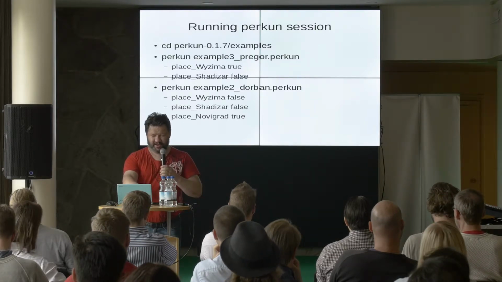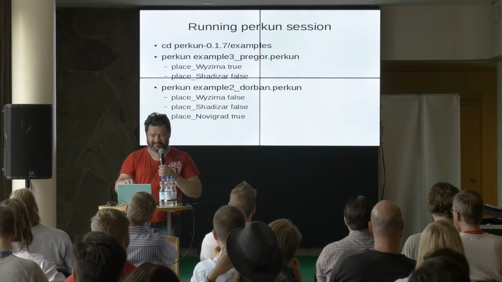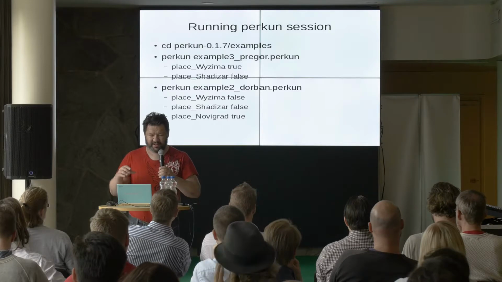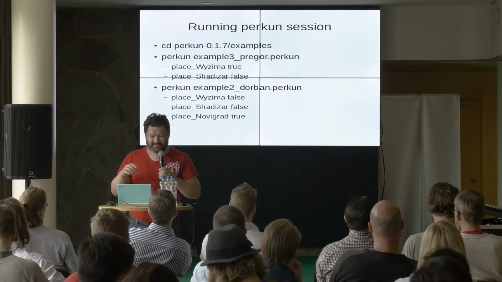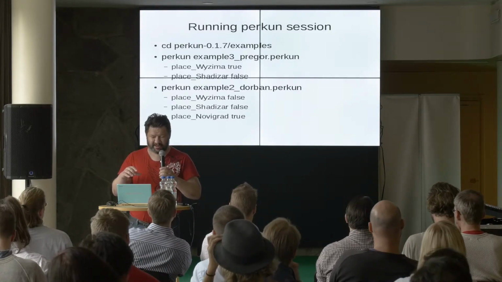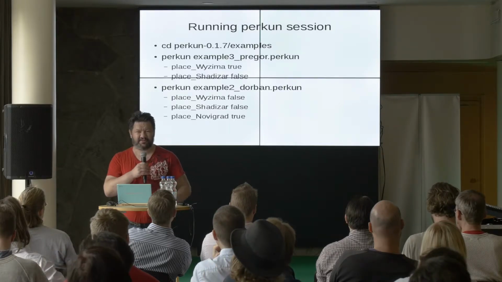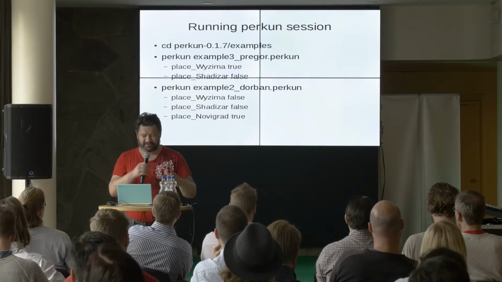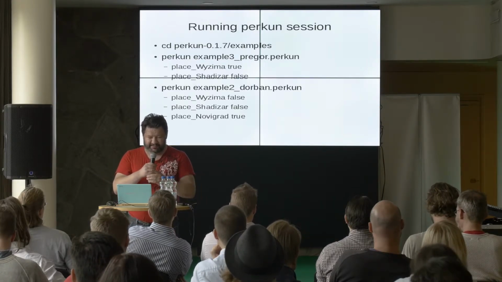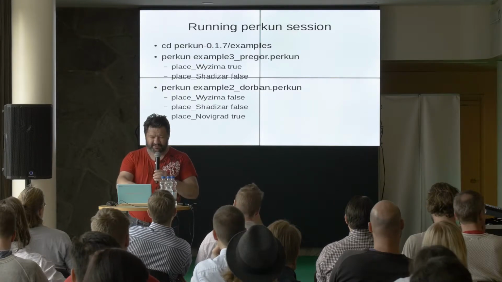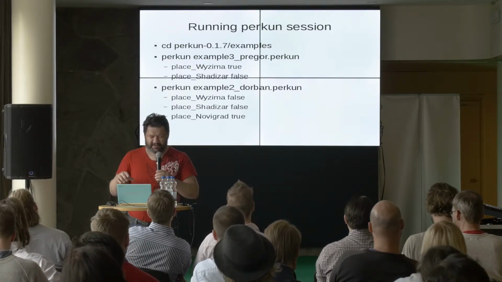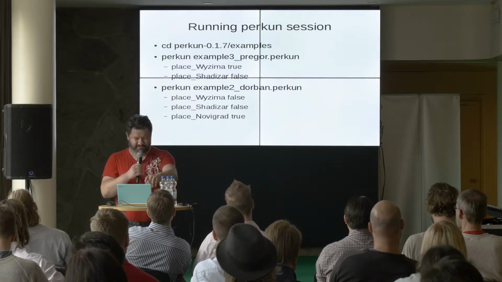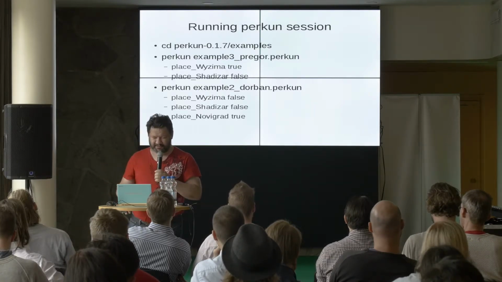So let's talk about the second example, example Dorban. Dorban is a Witcher, so when I input place Vizima false, it means you are in Vizima, you don't see the vampire. He will think, aha, then the vampire must be in Shadizar or in Novigrad. Let's go to Shadizar. The algorithm is deterministic, so I know for sure that he will decide to go to Shadizar. Then I will say, place Shadizar false. He will say, okay, the vampire must be in Novigrad then. And this is confirmed when we enter Novigrad.